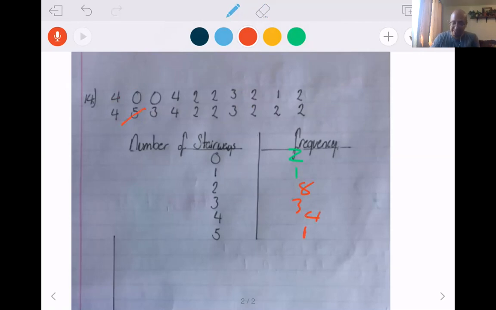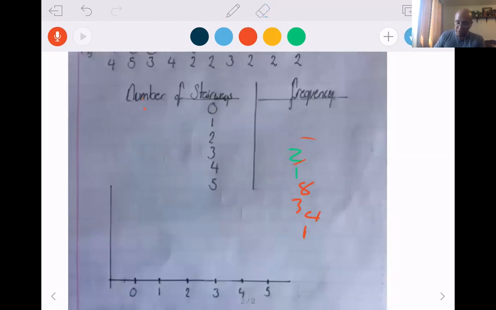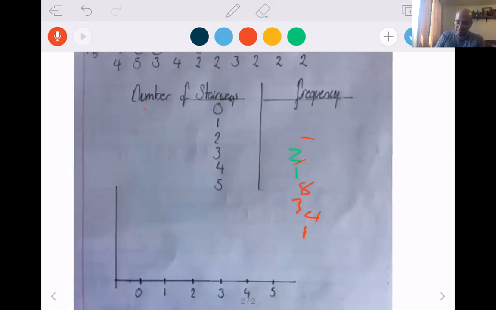So frequency, again, is how many people experience this condition. So 2 people had 0 stairways, that is the first one. The next one, 1 person had 1 stairway. The next one, 8 people had 2. 3 people had 3, 4 people had 4, and 1 person had 5 stairways. Pretty simple. Now, using that same information, ladies and gentlemen, I am going to make a histogram.